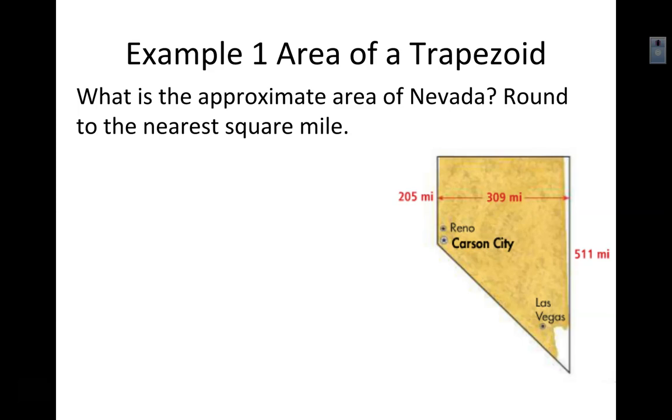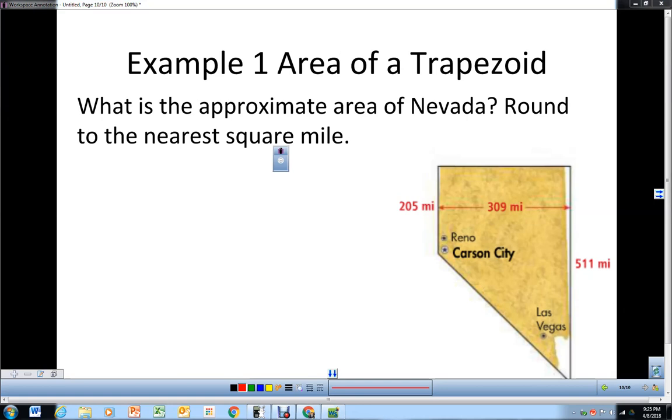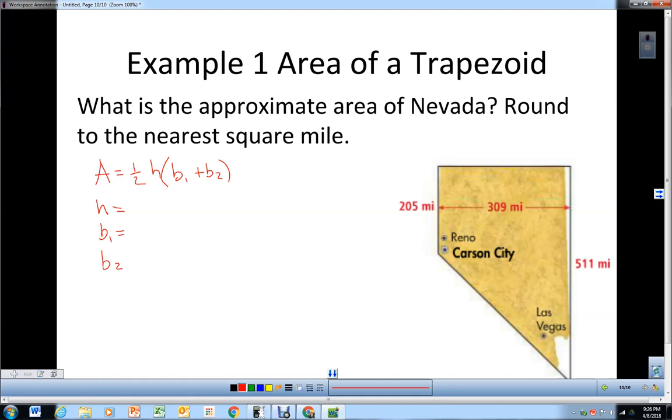Now I want you guys, especially now, to get in the habit of writing your equations down and identifying each variable. So once again, it's a trapezoid. Area is equal to 1/2 the height, base 1 plus base 2. So we have the height to identify, base 1 to identify, and base 2 to identify. The height here is the distance between our bases, and we're going to say that 309 is our height, the distance between our two parallel sides. So 309.